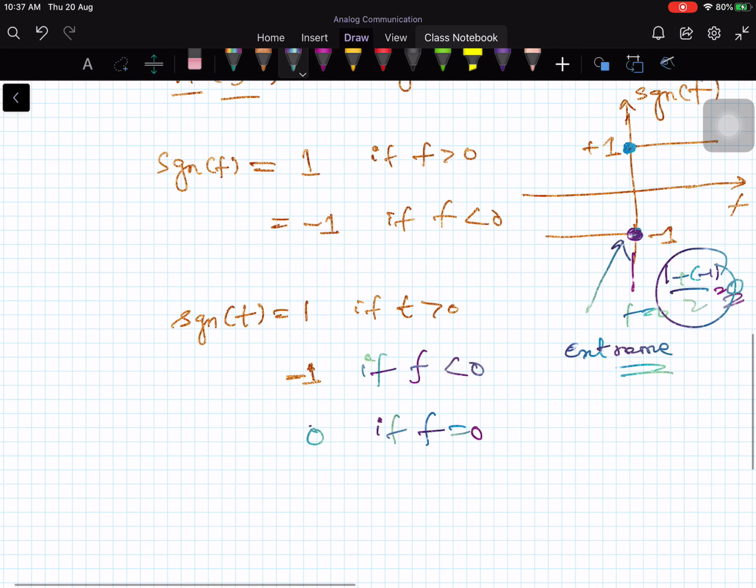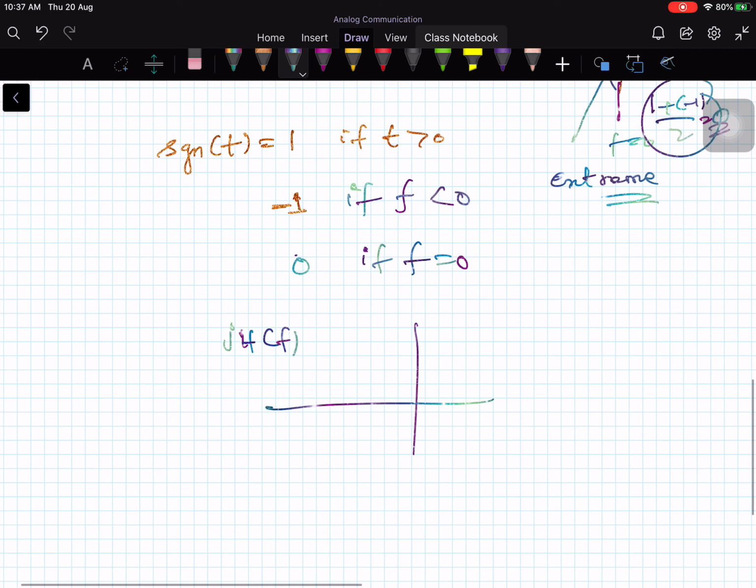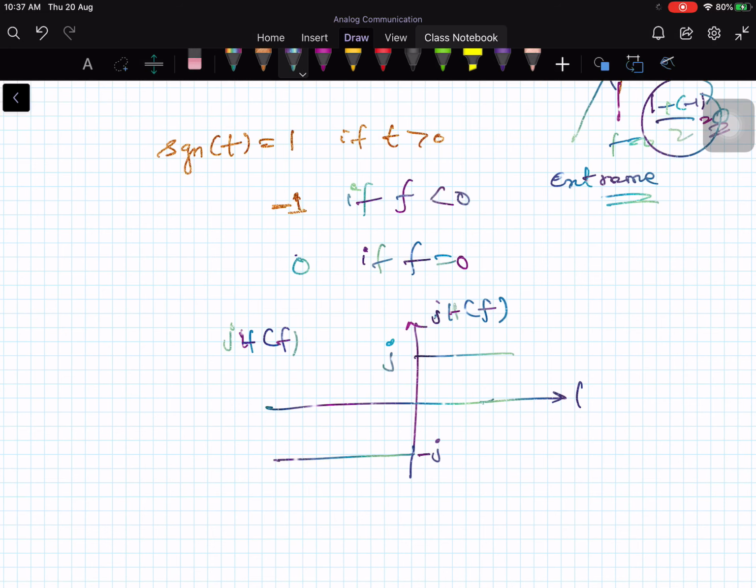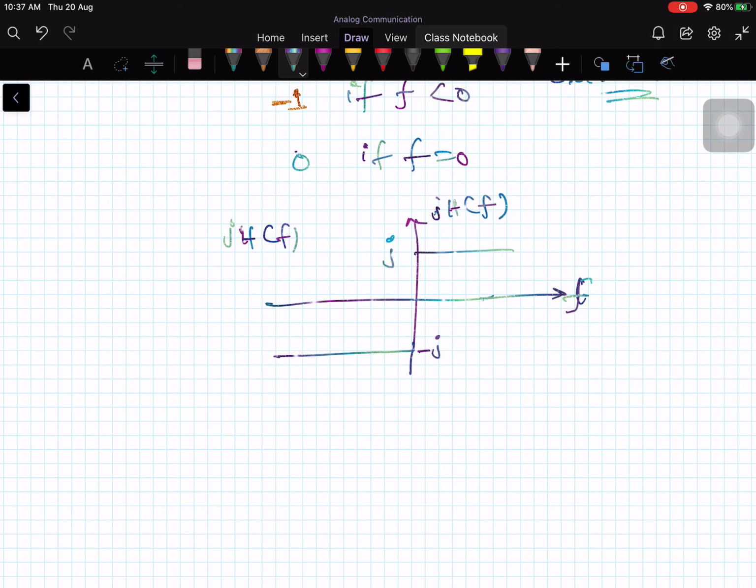That is the signum function. Now you multiply the signum function by j. Then it looks like this. This is going to be j and this is minus j, and this is j times the signum function, and this is your frequency axis f. Now the next step: you multiply by minus 1. Ultimately we need minus j times signum of f. So this is frequency, and then this positive becomes negative.